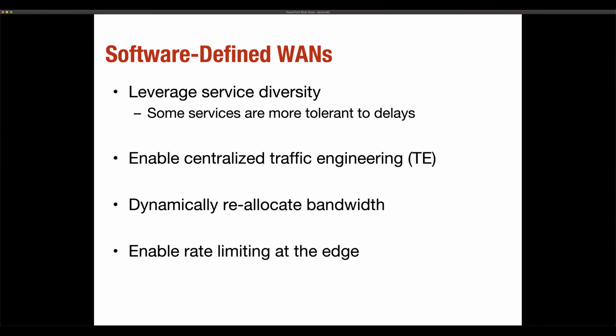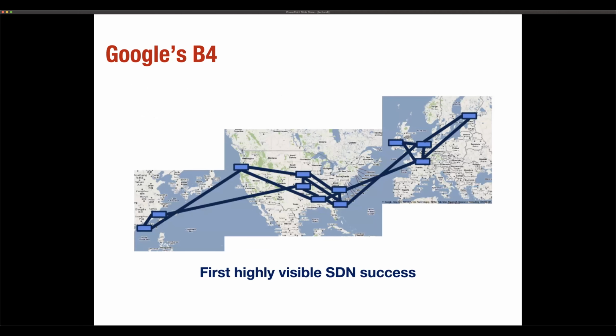So they get more mileage out of the same infrastructure budget that they have, for handling more traffic in this case. So now let's talk a bit about Google's B4 itself.